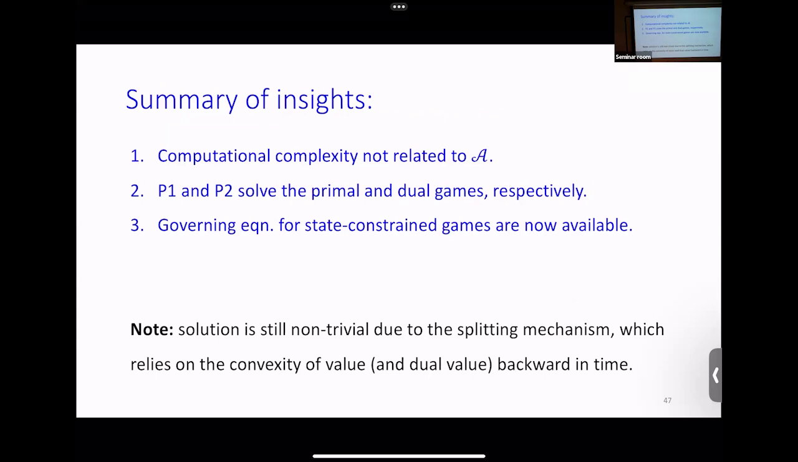All right, so that's the solution to that. So here's the summary. The first thing is the most important: we find that for this type of games, if the Isaacs condition holds, then the computational complexity of solving the game is not related to the size of the action space. The second thing is that if it's one-sided information, then you can decouple the Nash equilibrium for player 1 and player 2 and solve them separately by introducing the primal and dual games. And the third is that we identify the Hamilton-Jacobi equations for the state constraint games, and now you can solve these games.